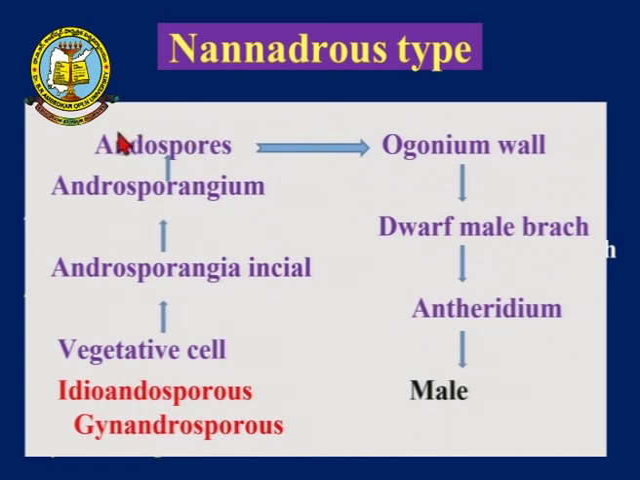After the formation of androspores, these androspores reach the oogonium wall, or the subsidiary cell. There it divides and forms a specialized branch on the wall, called the dwarf branch. The apical cell of the dwarf branch develops as an antheridium, and inside the antheridium male gametes are formed.